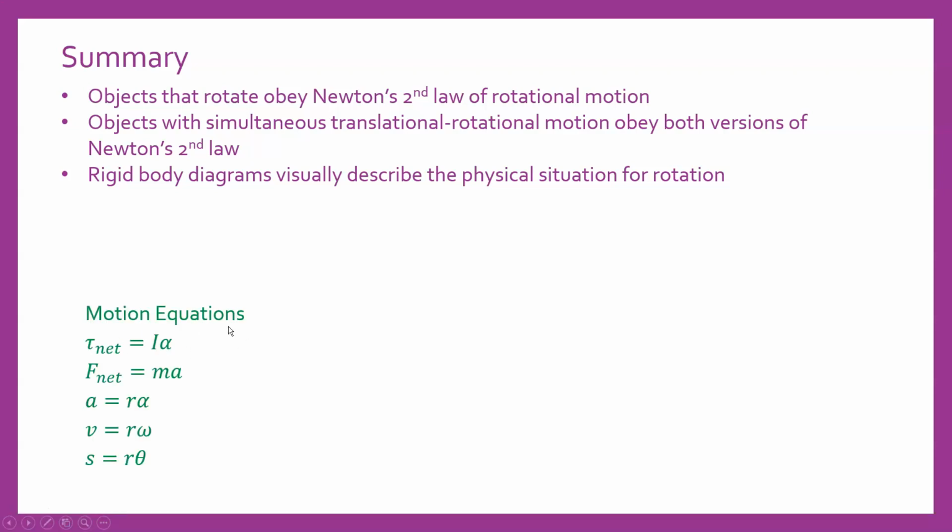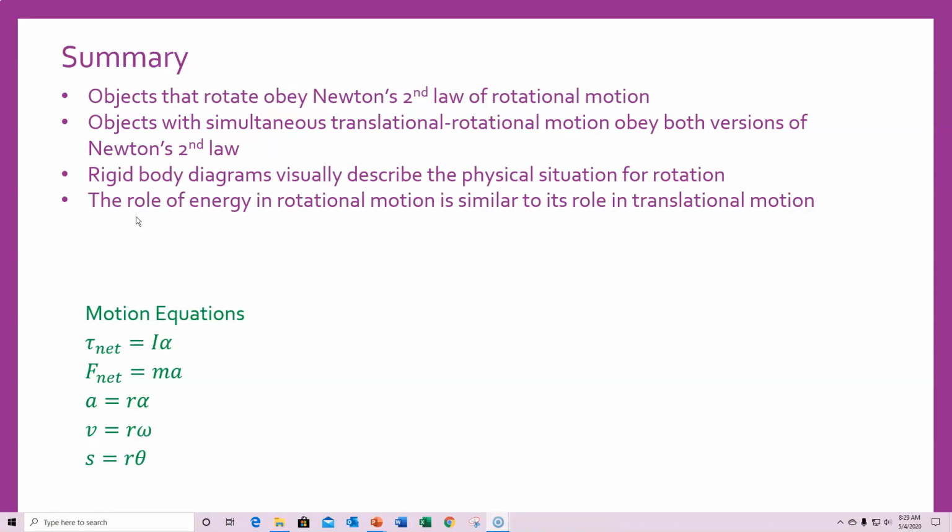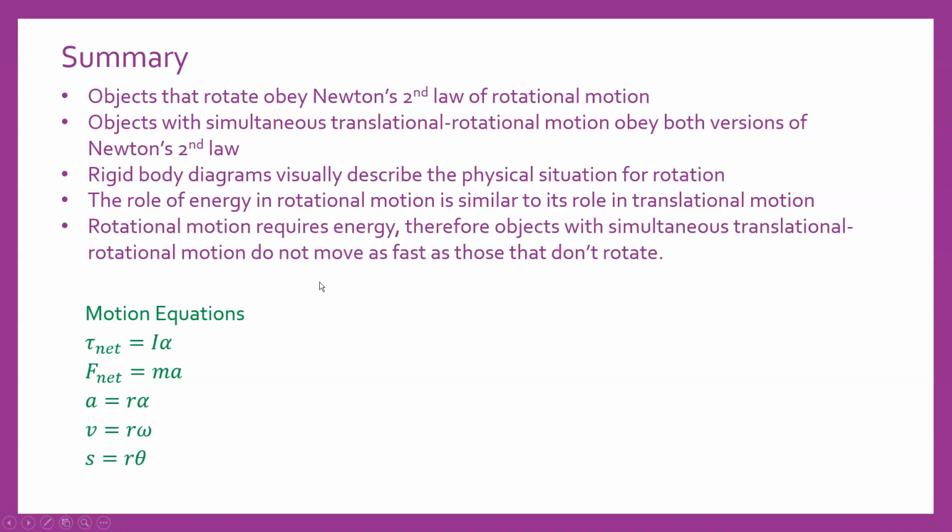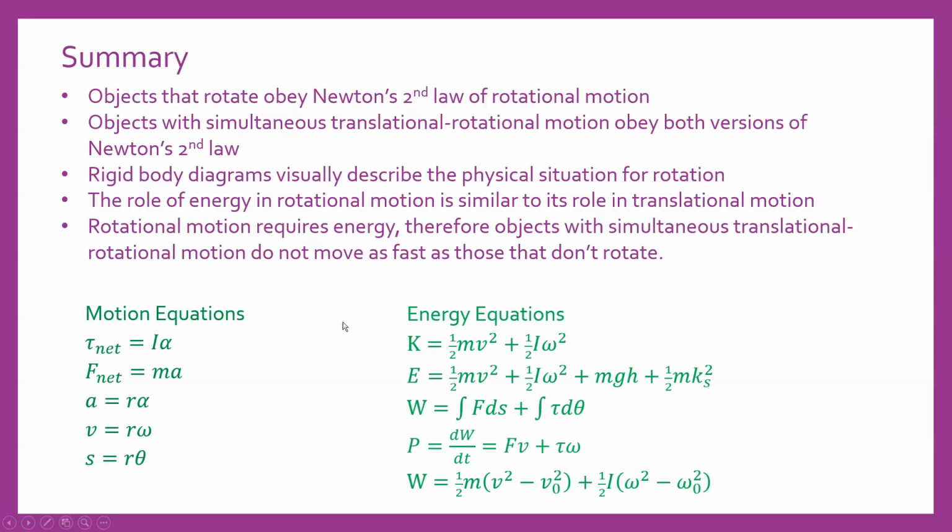And here are the motion equations that govern rotational and translational motion. We learned that the role of energy in rotational motion is similar to its role in translational motion. Rotational motion requires energy, therefore objects with simultaneous translational and rotational motion do not move as fast as those that don't rotate. These are the energy equations that govern motion both rotationally and translationally. Lastly, we learned that friction is a conservative force if there is no slipping or sliding.